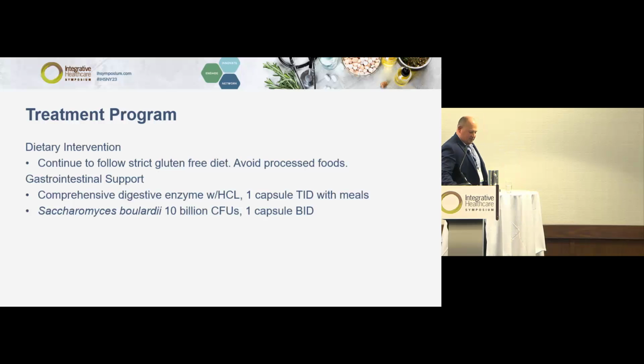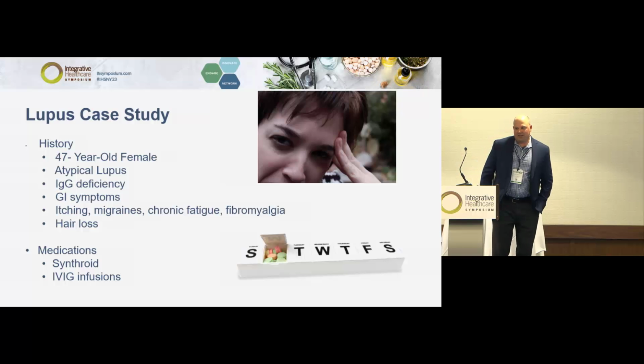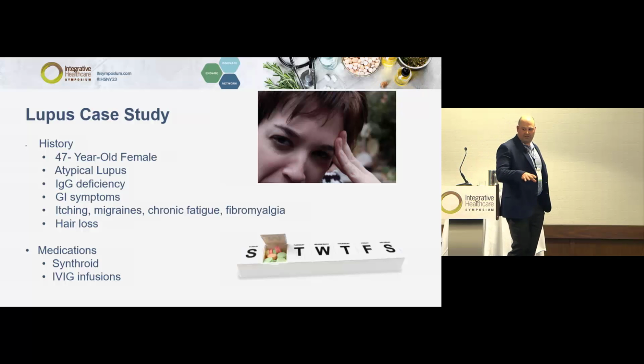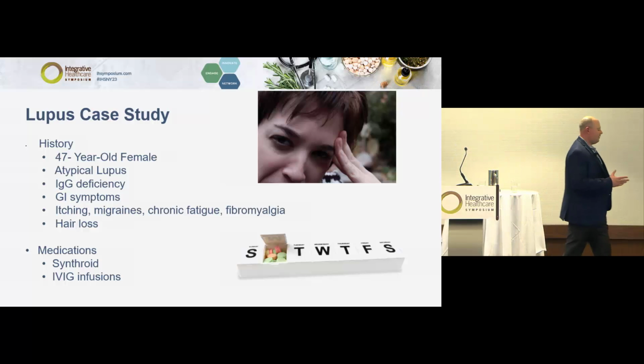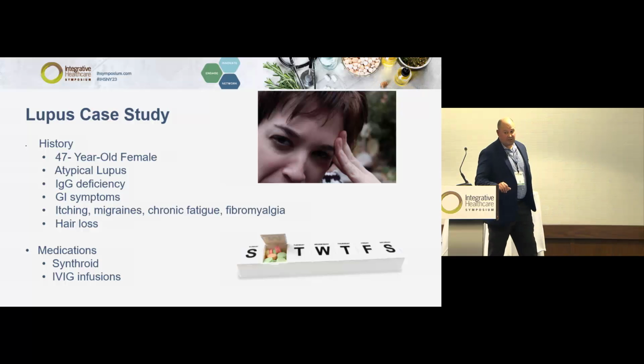So the second case we have is a patient with atypical lupus. She was previously diagnosed with an IgG deficiency. She was getting IVIG infusions, presents with itching. So just from the limited information you see here, when I think of dermatological type symptoms, I'm thinking gut dysfunction, migraines, previously diagnosed with chronic fatigue and fibromyalgia, and then she has hair loss.